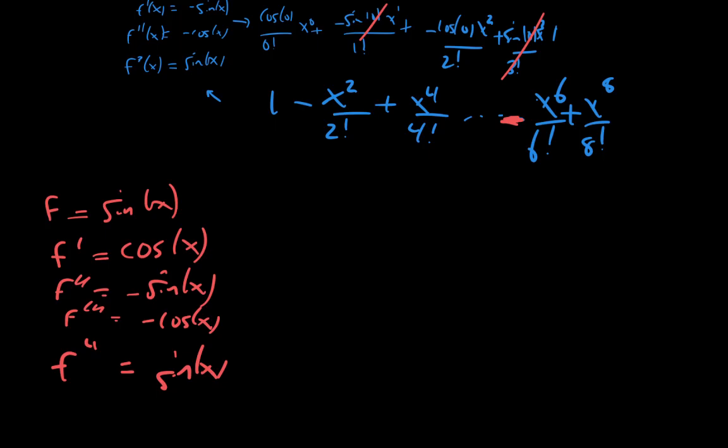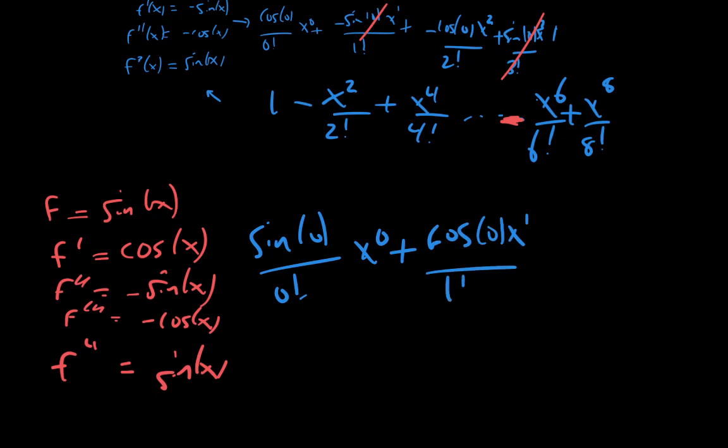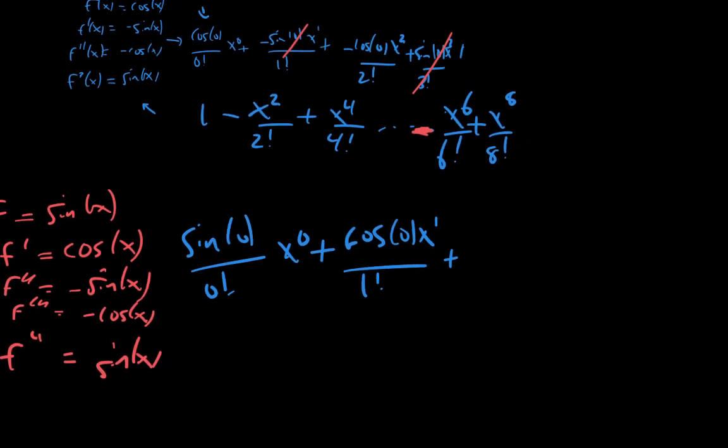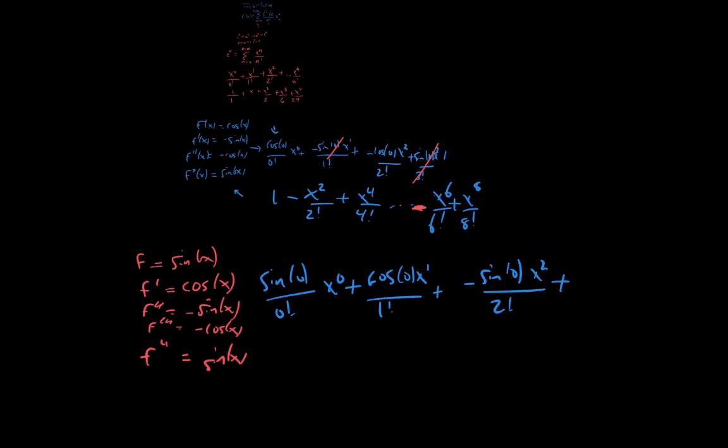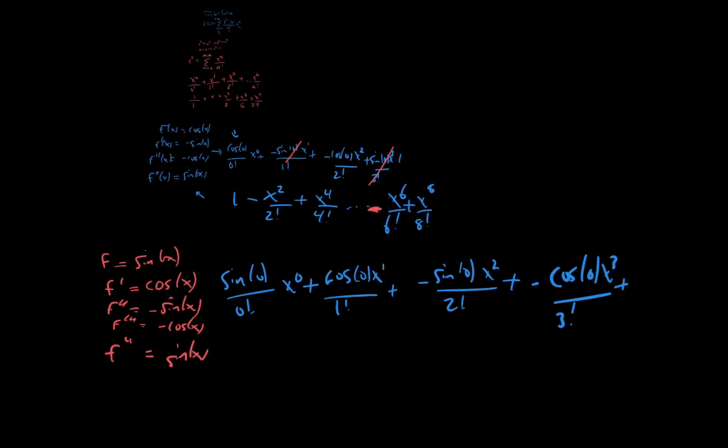Now when we plug our values in, we get sine of 0 over 0 factorial x to the 0 plus cosine of 0 x to the 1st over 1 factorial plus minus sine of 0 x squared over 2 factorial plus minus cosine of 0 x cubed over 3 factorial plus sine of 0 x to the 4th over 4 factorial.